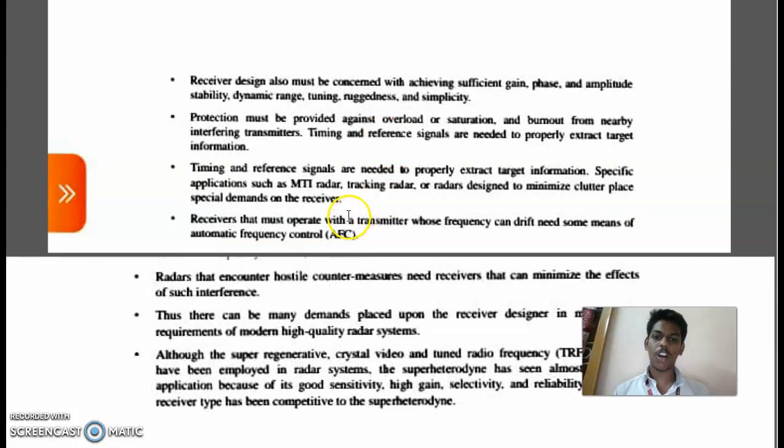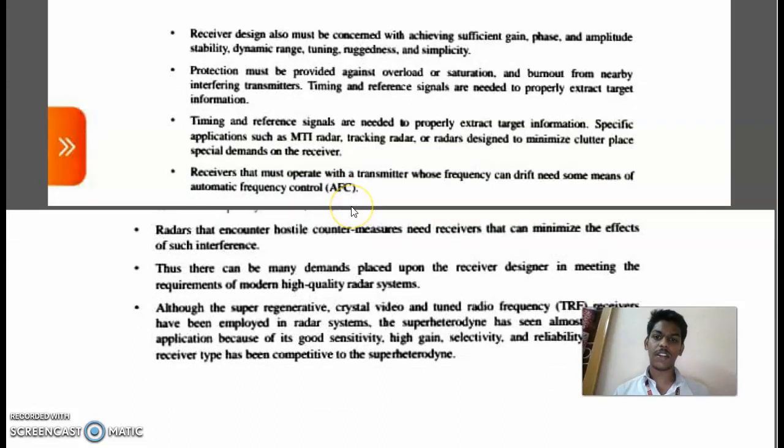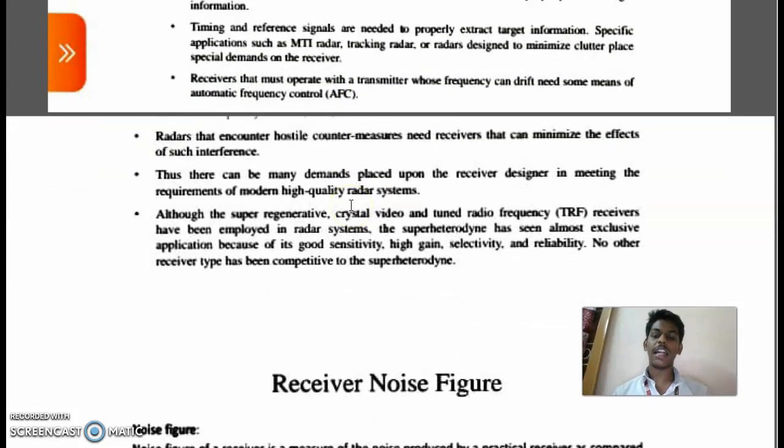Next, receivers that must operate with a transmitter whose frequency can drift need some means of automatic frequency control, AFC. Radars that encounter hostile countermeasures need receivers that can minimize the effect of such interference. Thus, there may be many demands placed upon the receiver design in meeting the requirements of modern high-quality radar systems.